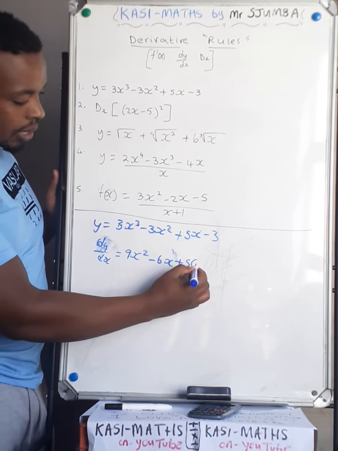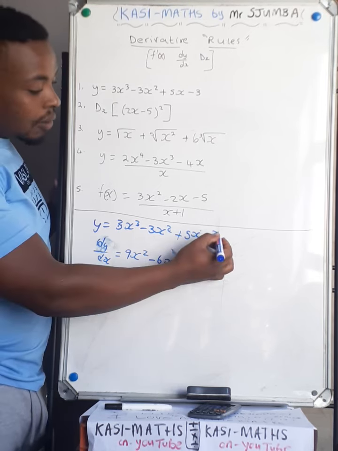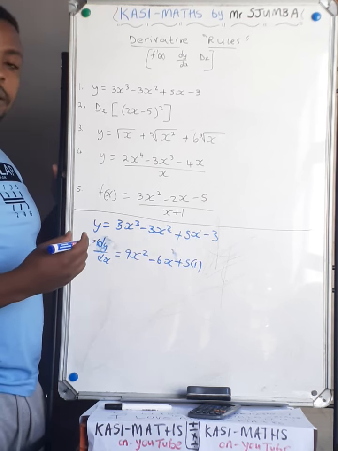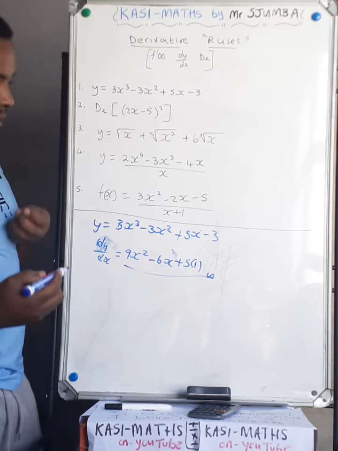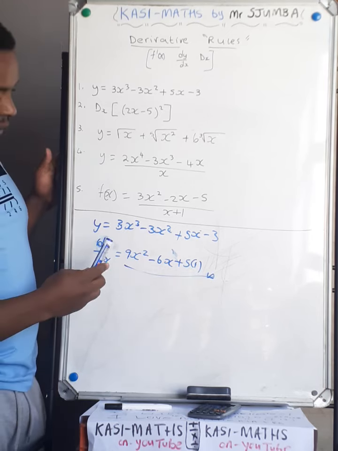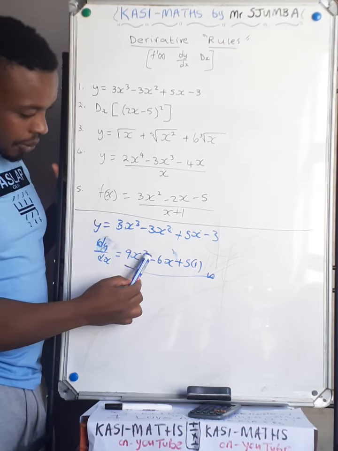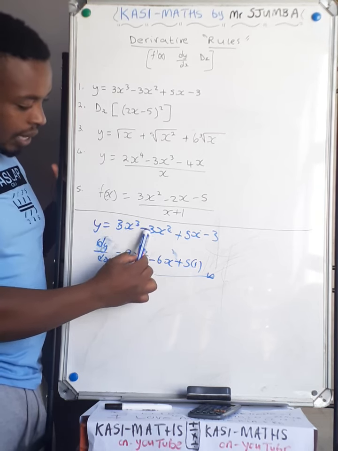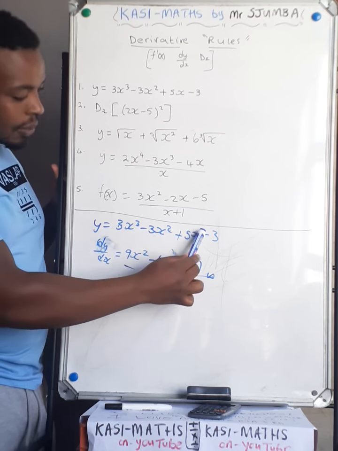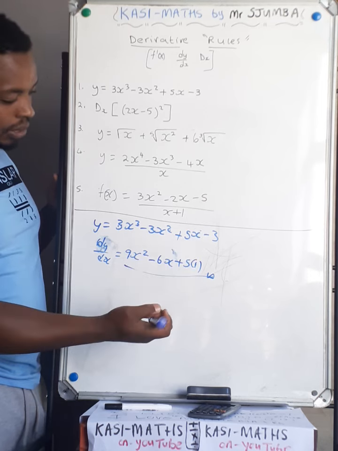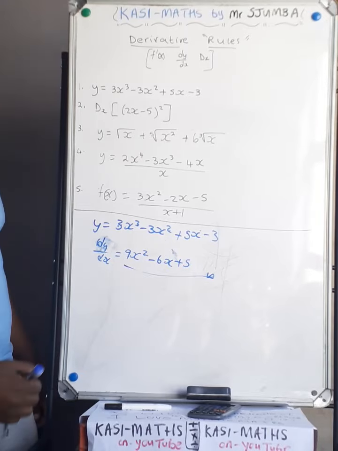So 5 times 1 will be 5. If you derive a constant, it becomes 0. So this is our final answer. So when you derive, you multiply the exponent with the coefficient, then you subtract 1 from the exponent. 1 times 5 is 5, 1 minus 1 is 0, x raised to 0 is 1. So if we multiply 5 with 1, we get 5.